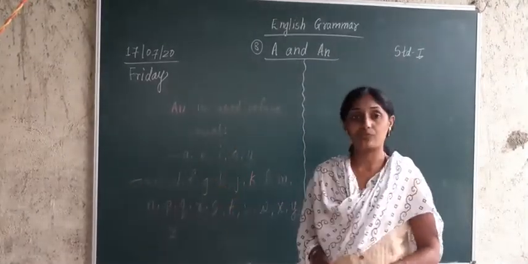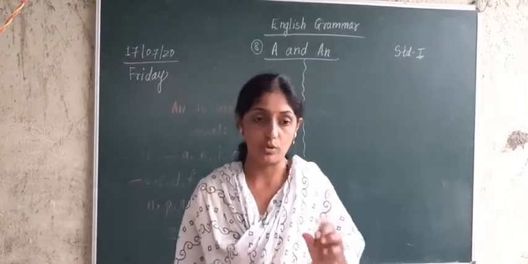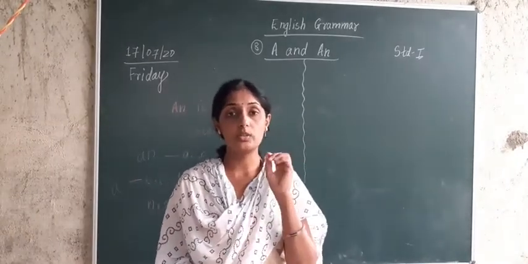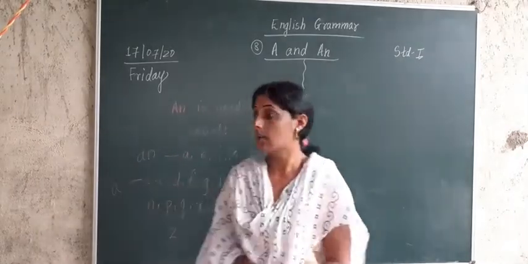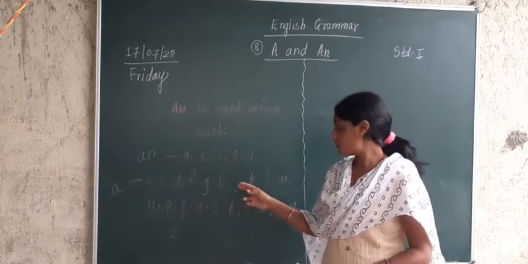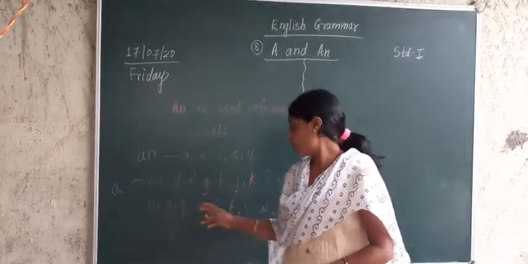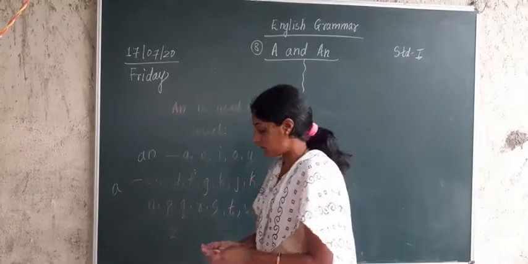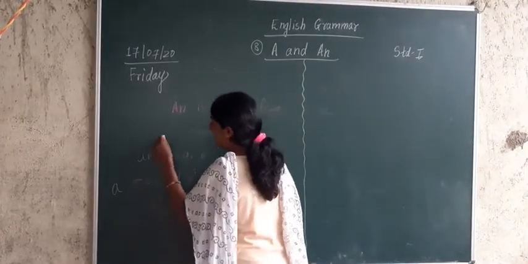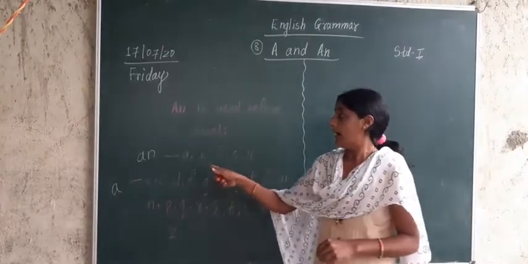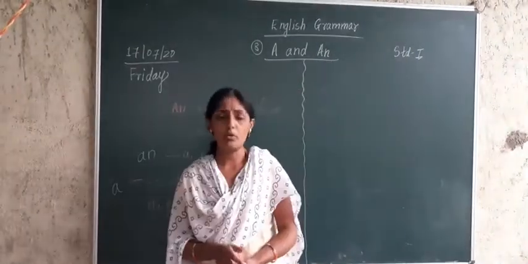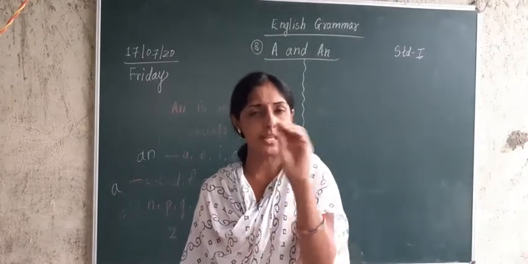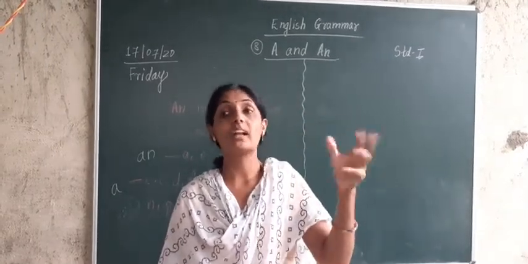Understood? This was what we studied yesterday. An is used before the words which start with a vowel, and A is used before the words which start with consonant letters. Which are consonant letters? B, C, D, F, G, H, J, K, L, M, N, P, Q, R, S, T, V, W, X, Y, Z. They are consonants. There are 21 consonants and 5 vowels. Understood? And I told you there is one question. We have to see that question, and before that word, some spellings are given. Before that spelling, which article we have to use, that we are going to study today.